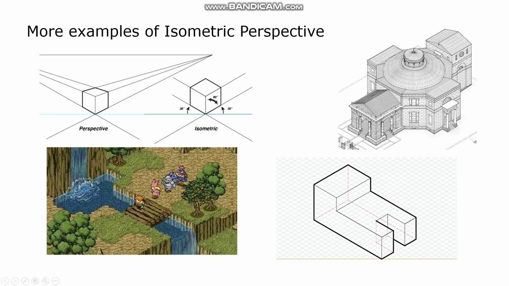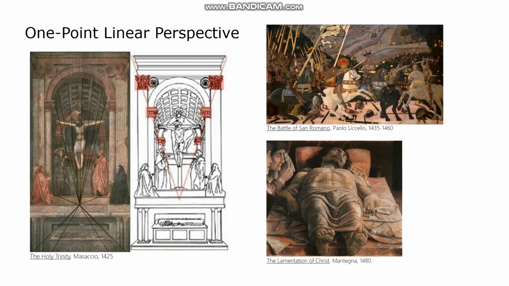Isometric drawings can be very useful in schematic drawings, such as this drawing here, this architectural drawing. It's also useful sometimes in games, although less so now because so many games are first person. Okay, so that's isometric perspective, but then we have two different types of linear perspective. The simplest form, and there are actually more than that, but let's start with the first two.